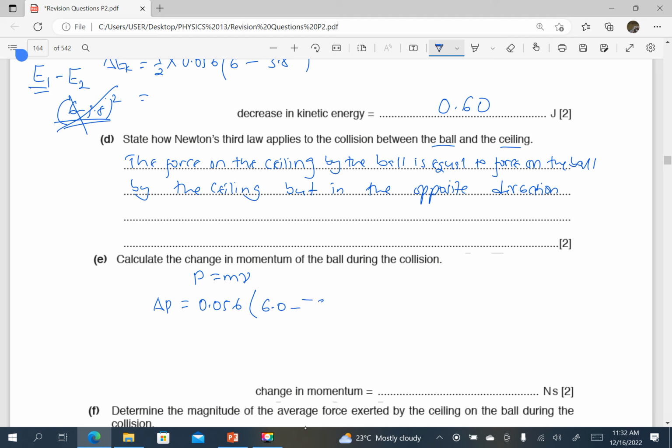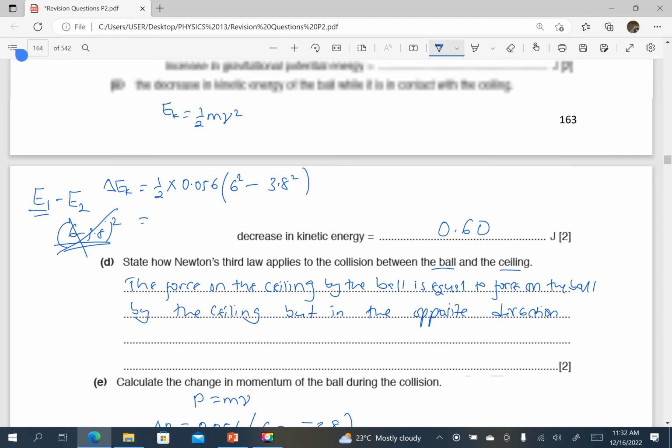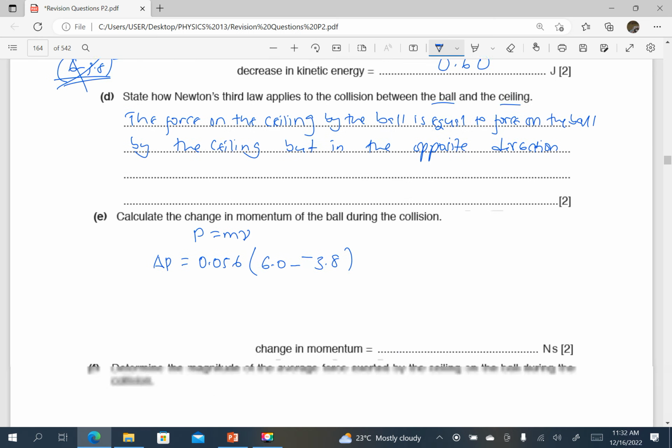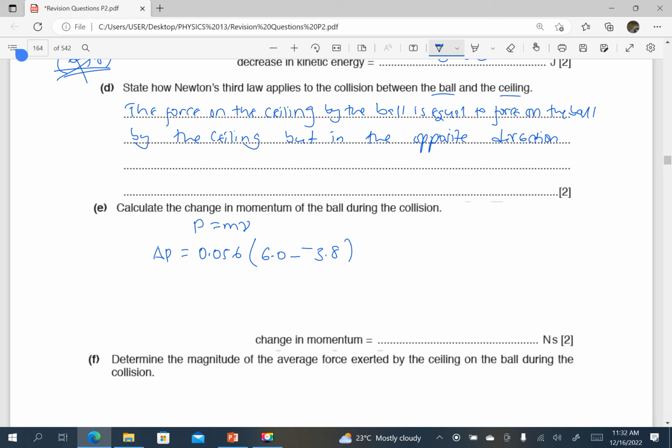Momentum is a vector quantity. That's why you see I have a negative here. Kinetic energy is a scalar quantity. I didn't mind about the direction. That's why I did not put negative on v. Even if kinetic energy is a scalar quantity, the direction of v does not affect the kinetic energy. But for momentum, I put the negative. When I press my calculator, I'm getting the change in momentum as 0.55.